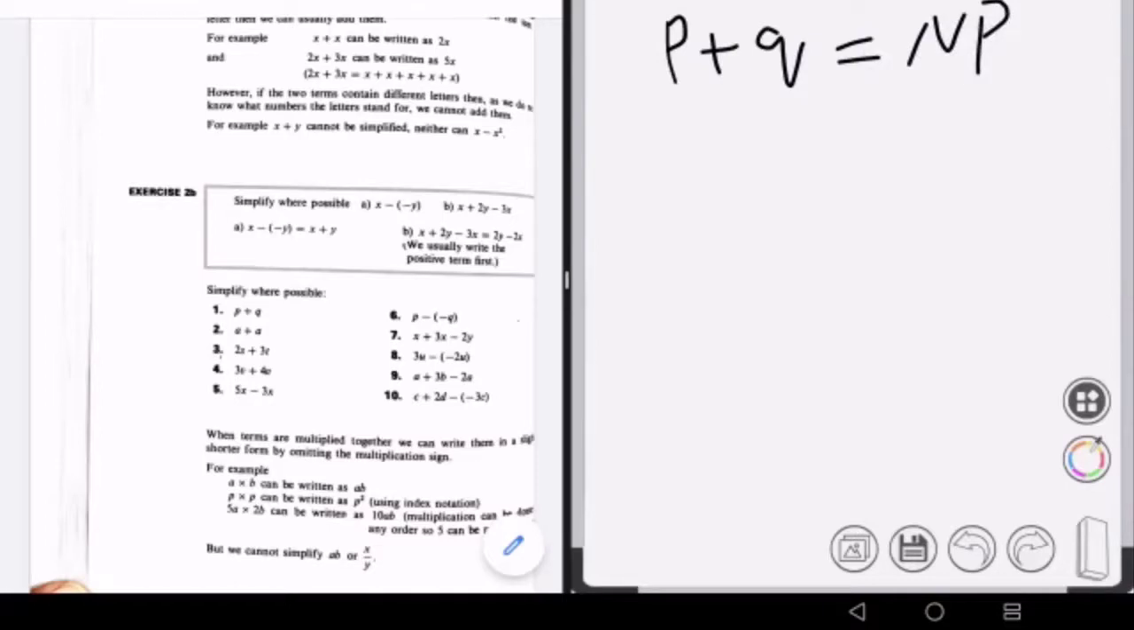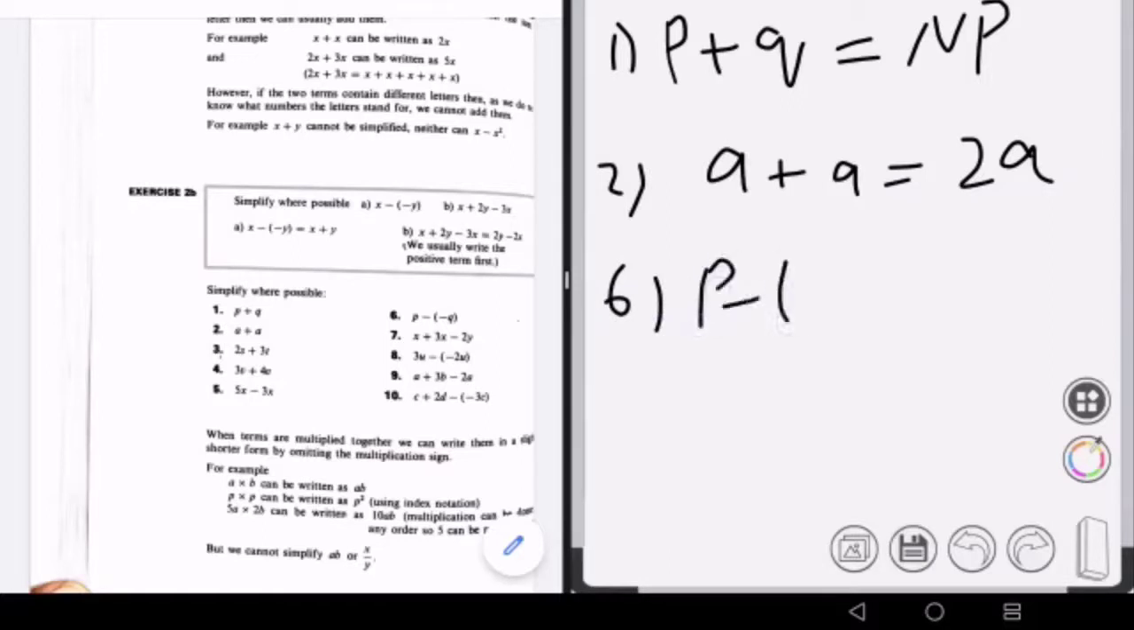And if question 2, a plus a, it will be 2a because we can add, these are the similar values. Like question number 6, p minus minus q. This minus and minus become plus, only this step. Furthermore we cannot do because p and q are the different things.